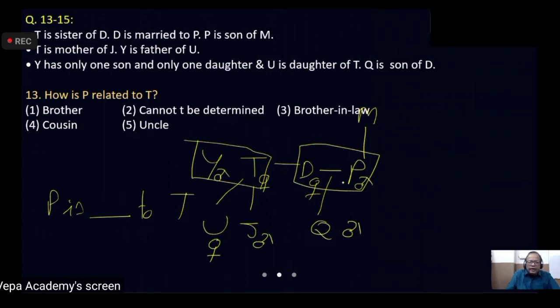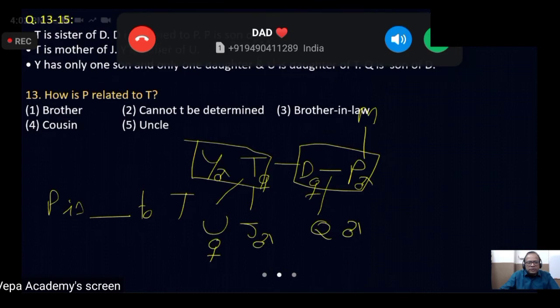So the relationship is clear. Now we have to look at the position. They are asking P is brother-in-law to D. So choice number 3 is the answer. Clear? Now can you please tell me?